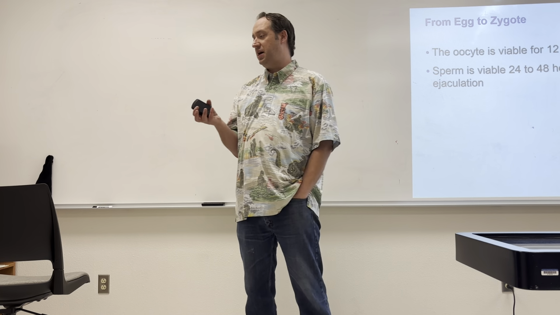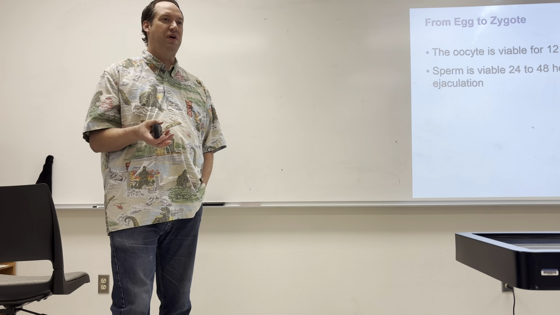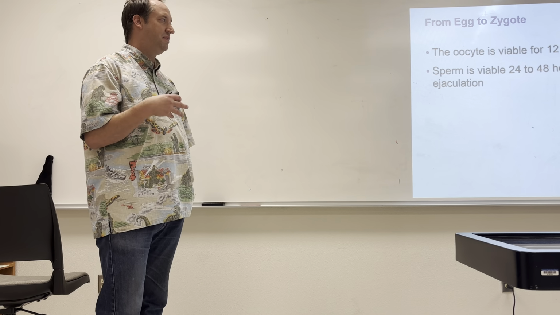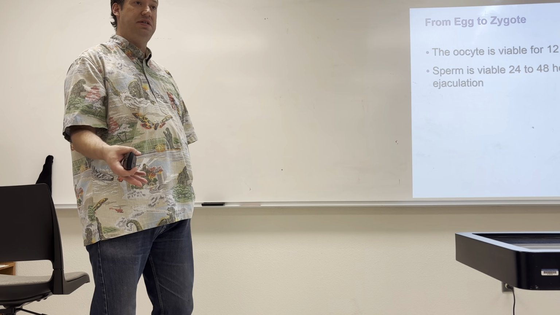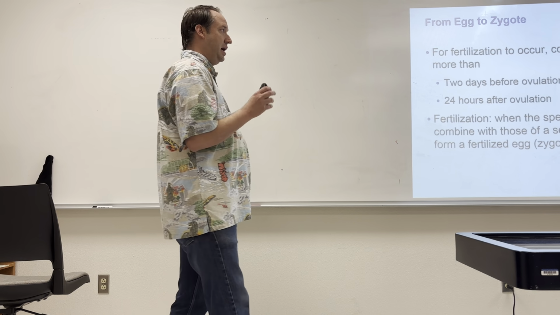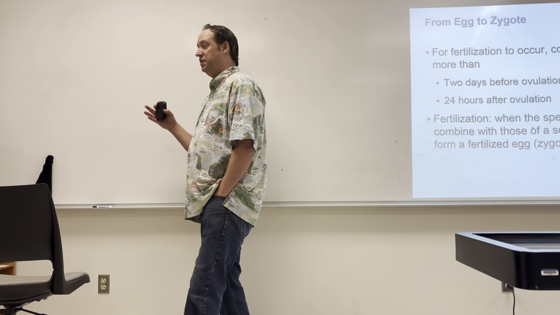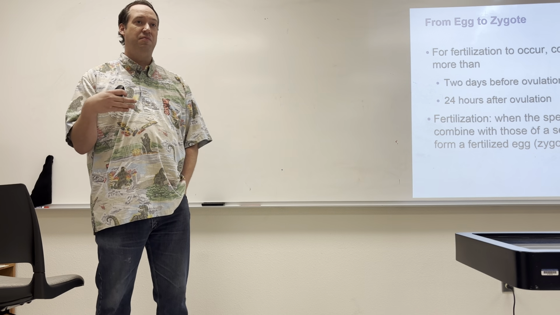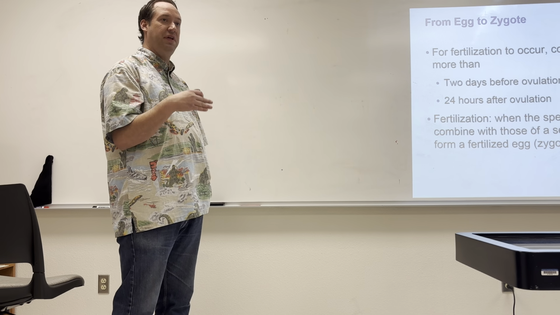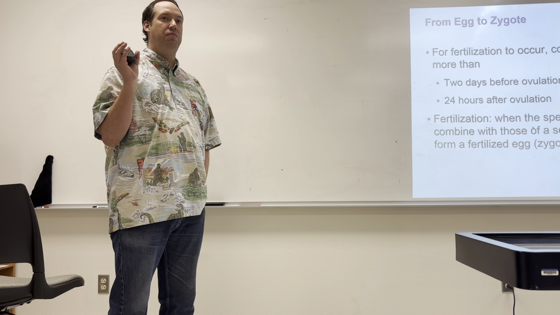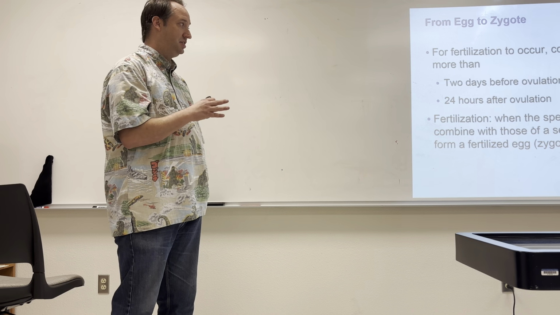The oocyte after ovulation is viable for 12 to 24 hours, and sperm cell viable 24 to 48 hours. So you have a window for fertilization. Hypothetically, for fertilization to occur, the sperm has to meet the egg somewhere in this time period. So sex has to happen like 2 days before or a day after ovulation. That is a much broader window than you would expect it to be. Like, it's not just a 3-day period.